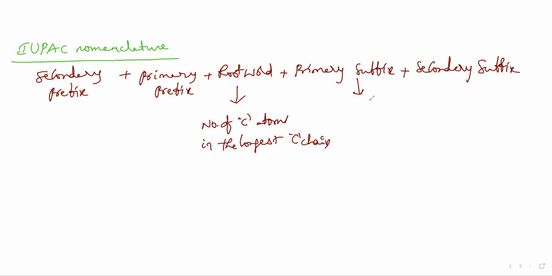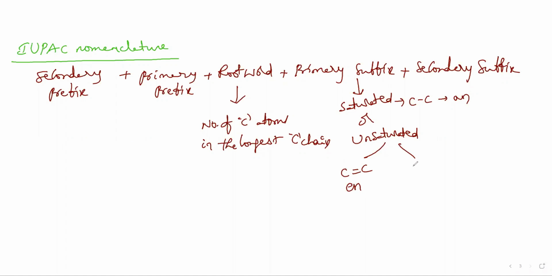Primary suffix gives you whether the compound is saturated or unsaturated. If it is saturated, that means C single bond C, then you should use A. Unsaturated means C double bond C, then you should use E. C triple bond C, then you should use I.